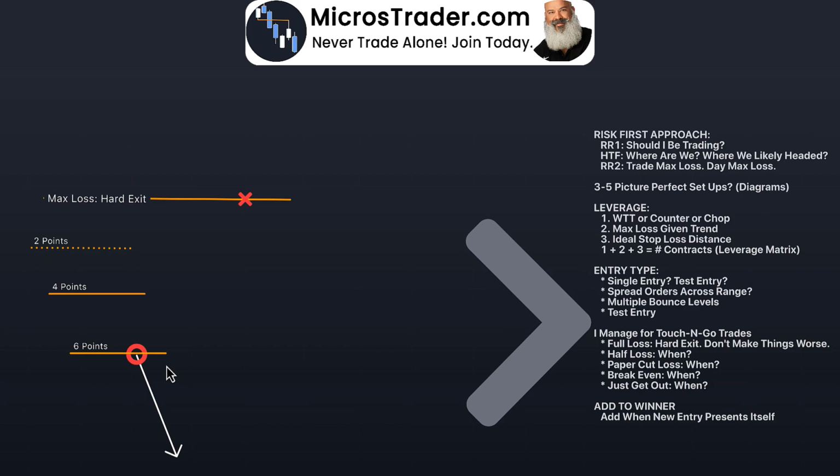And when do you just get out? Whenever you're tired of watching the trade, whenever it's just not doing what you paid it to do, whenever you start hoping that price comes back, you just get out. Who cares? There's another high probability trade right around the corner. Price either bounced or it didn't.